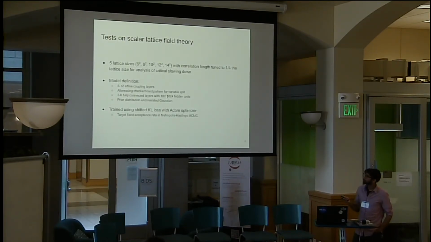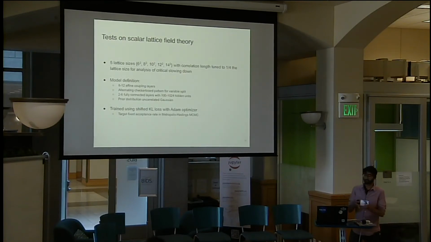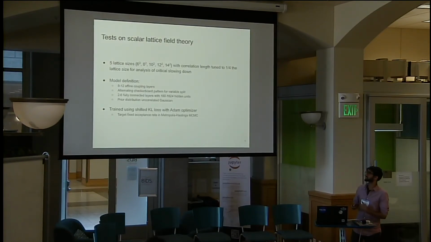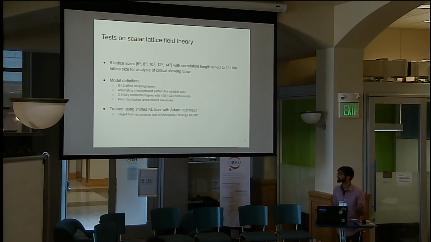There was this checkerboard pattern. There was a variety of different choices that we made depending on the scale of the lattice, between 2 to 6 fully connected layers, 100 to 1024 hidden units. And these were just sort of arbitrary choices we made for this proof of principle. I mean, one could have tweaked these and still gotten similar results.